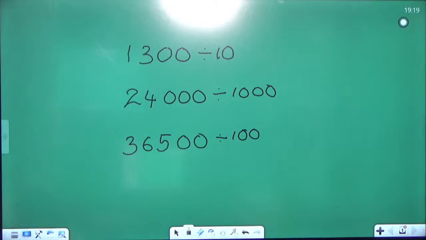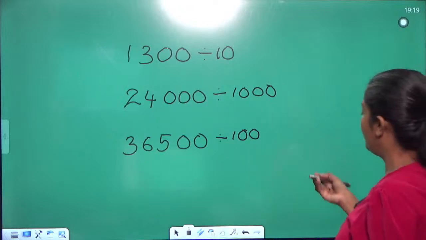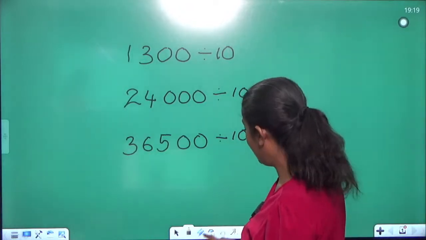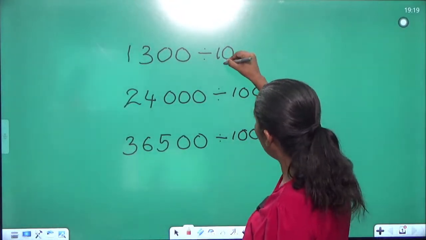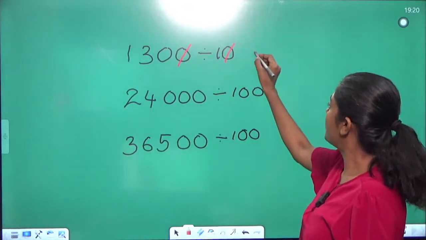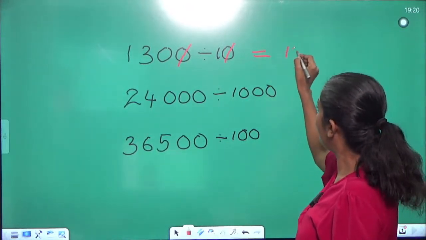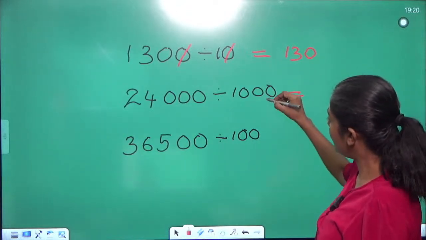Finished, teacher? Right. We'll see the answers. First one: when you divide by 10, what happens? You have to remove one 0. Then the answer should be 130. Right. Next one. There are 3 zeros.